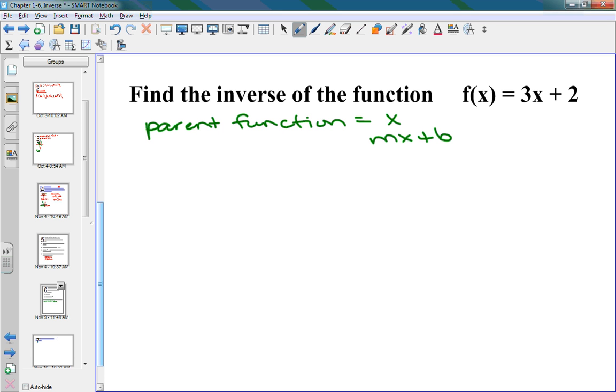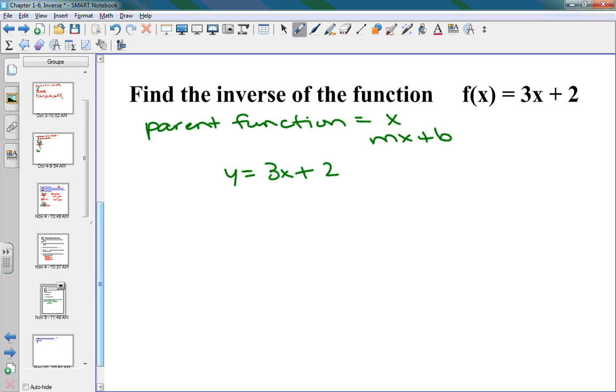Notice I looked at the parent function. I didn't have to look at it graphically in the calculator. I could do that all based upon what we just learned in last section about parent functions. Yes? So I know this thing has an inverse. So how do I find it? Step 1, what do I do? Get rid of function notation. So what do I do? y equals 3x plus 2.